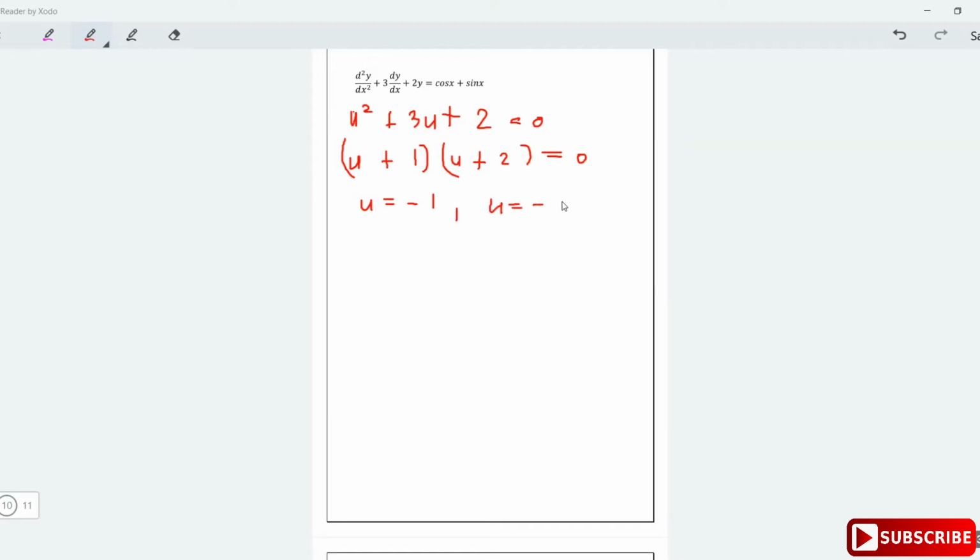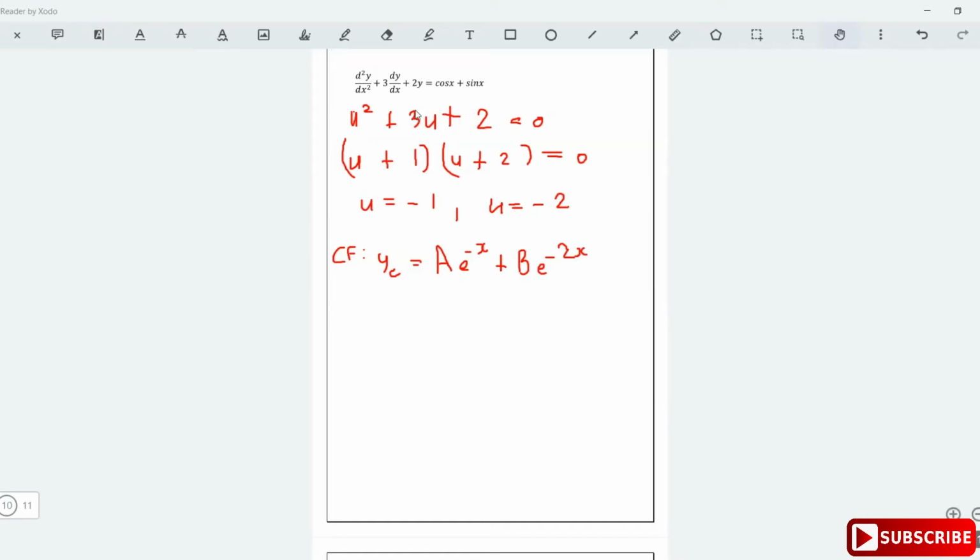Since these are what we're getting for u, that means our complementary function, I like to call it yc, is going to be a times e to the minus x plus b times e to the minus 2x. So this is our complementary function. Now that we have our complementary function, we're good.